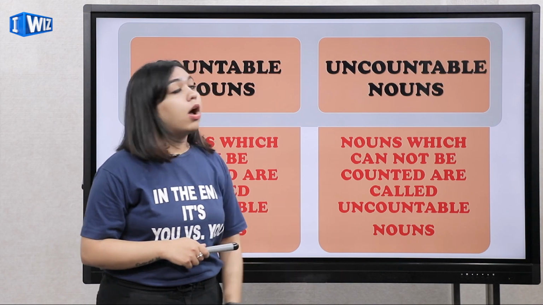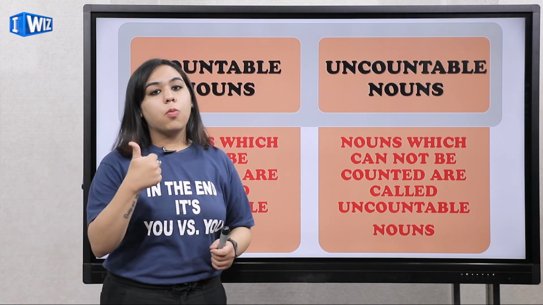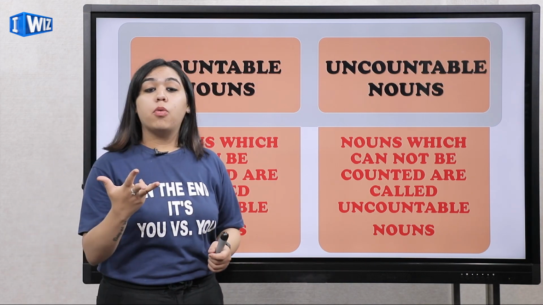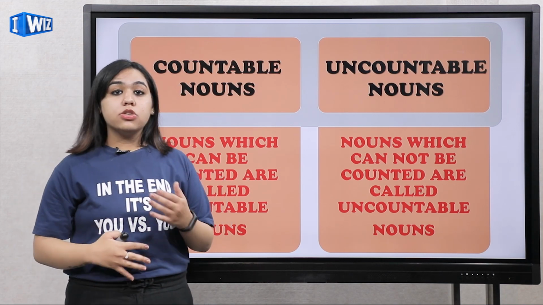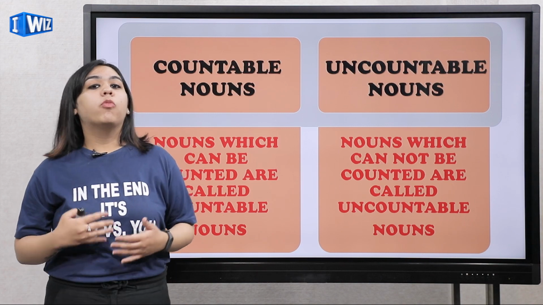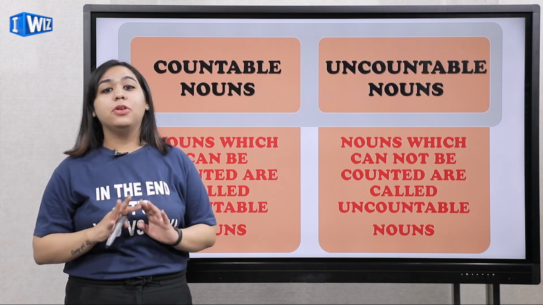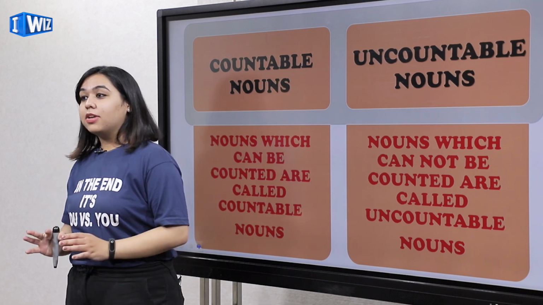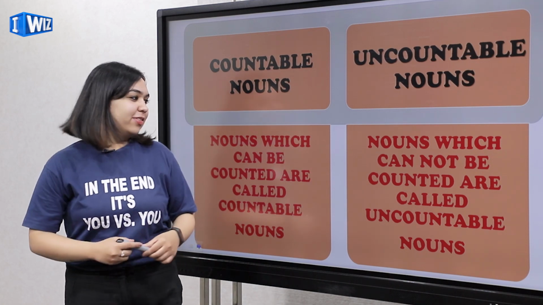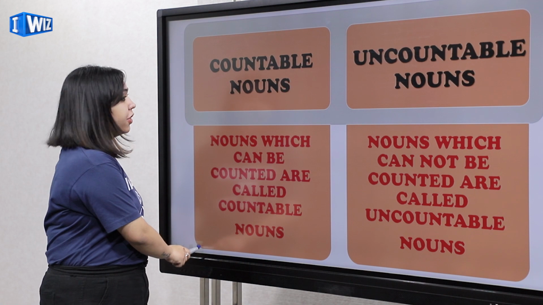Whereas, if I talk about, say, water, can I say 1 water, 2 water, 3 water, 4 water? No, I cannot. We'd also discuss that happiness. Happiness is also a noun, right? Can I say I am 1 happy, 2 happy, 3 happy? No, we cannot say. So, some nouns that we cannot count are termed as uncountable nouns. I hope that it is clear to you.